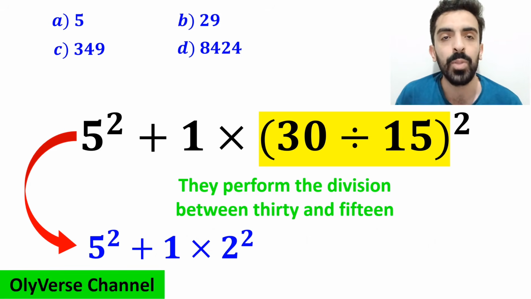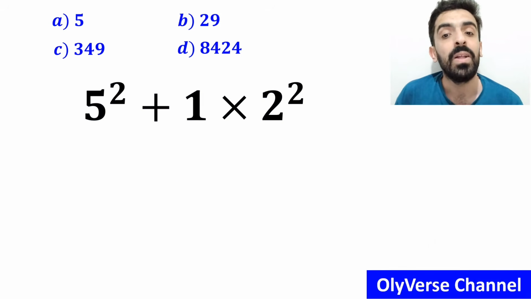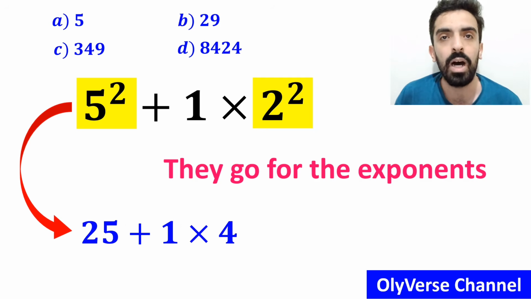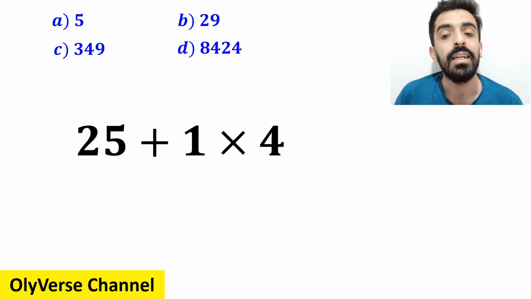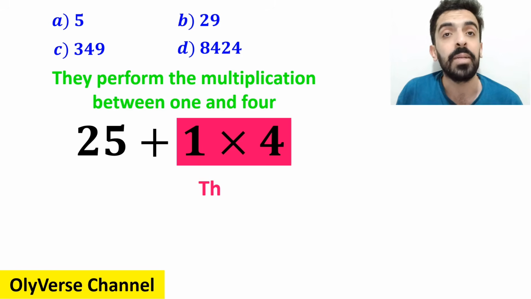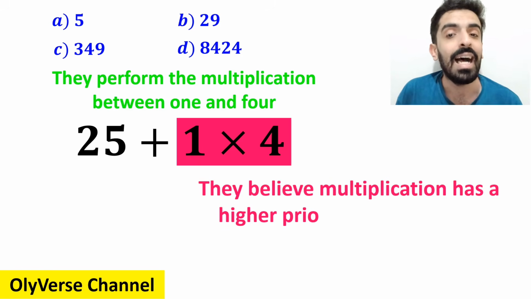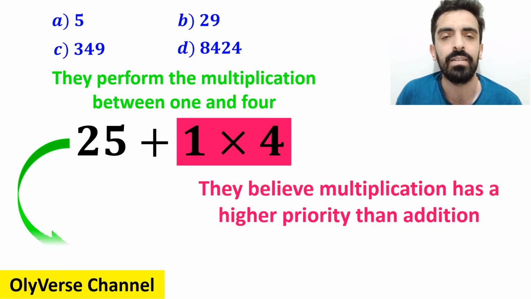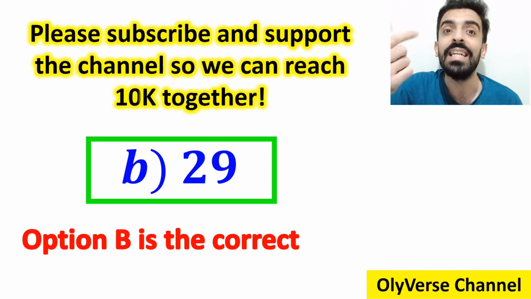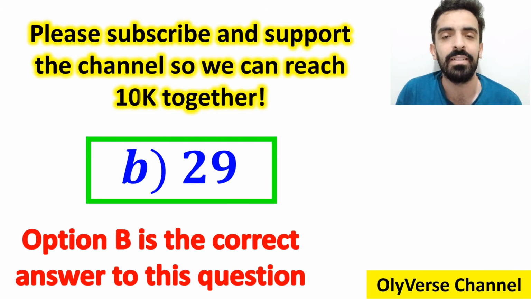And the next step, they perform the division between 30 and 15 and write this expression as 5 squared plus 1 multiplied by 2 squared. Then they go for the exponents and write this expression as 25 plus 1 multiplied by 4. And the final step, they perform the multiplication between 1 and 4 because they believe multiplication has a higher priority than addition. And this expression simplified to 25 plus 4, which ultimately gives them the answer 29. And immediately they conclude that option B is the correct answer to this question.